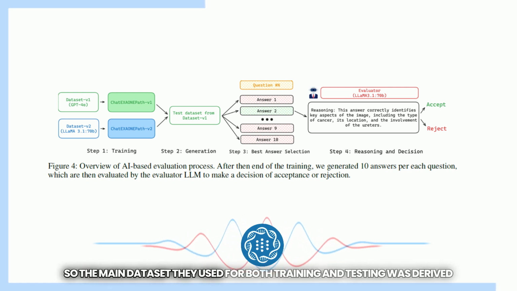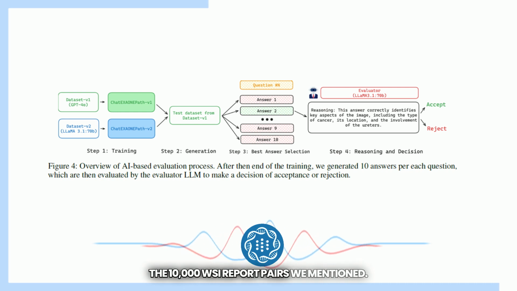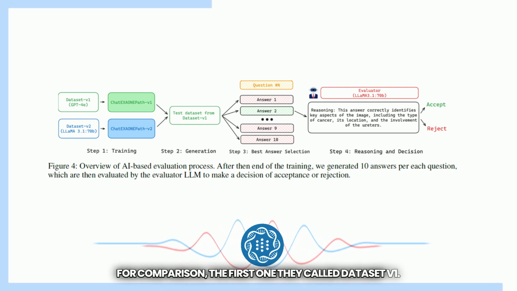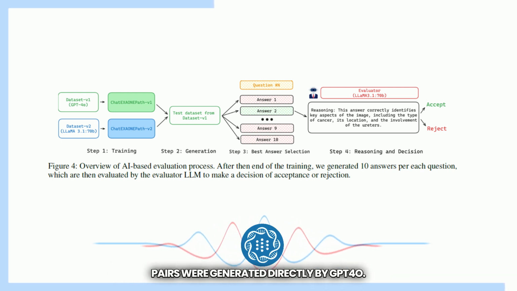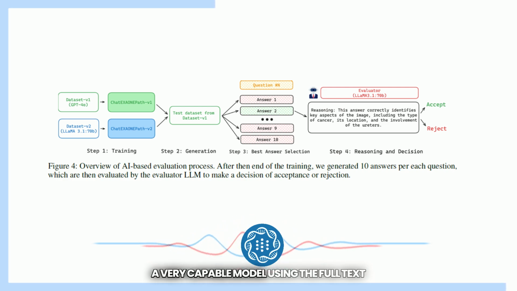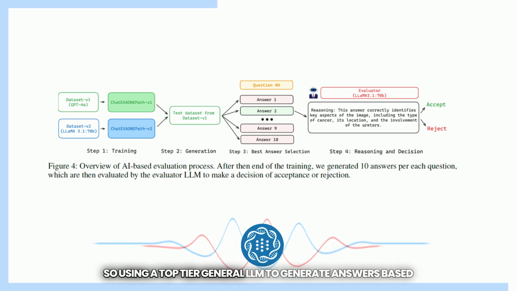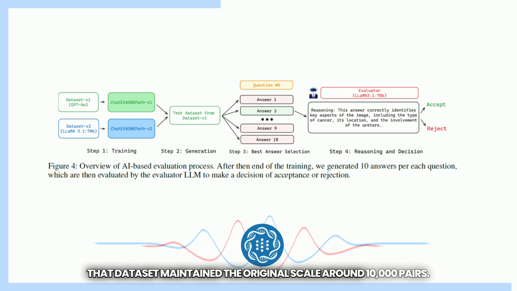So the main dataset they used for both training and testing was derived from that TCGA pan-cancer histopathology collection. The 10,000 plus WSI report pairs we mentioned. Correct. From that, they created two main versions of instruction tuning datasets for comparison. The first one, they called dataset V1. For this, the answers in the question-answer pairs were generated directly by GPT-4o, a very capable model, using the full text of the pathology reports as context. So using a top-tier general LLM to generate answers based on the complete report, how many pairs did that create? That dataset maintained the original scale, around 10,000 pairs.